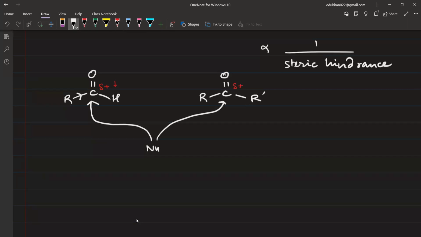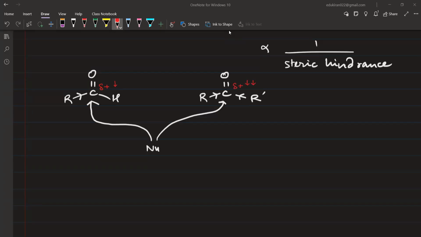But if I look at the ketone, then here we have two alkyl groups which are giving electrons to the carbonyl carbon. That is why the electron deficiency is getting even less. The deficiency keeps decreasing, meaning it keeps getting electrons, so it says, I am already getting electrons from my alkyl group, so I don't need any electrons from the nucleophile. So it will become less electron deficient.